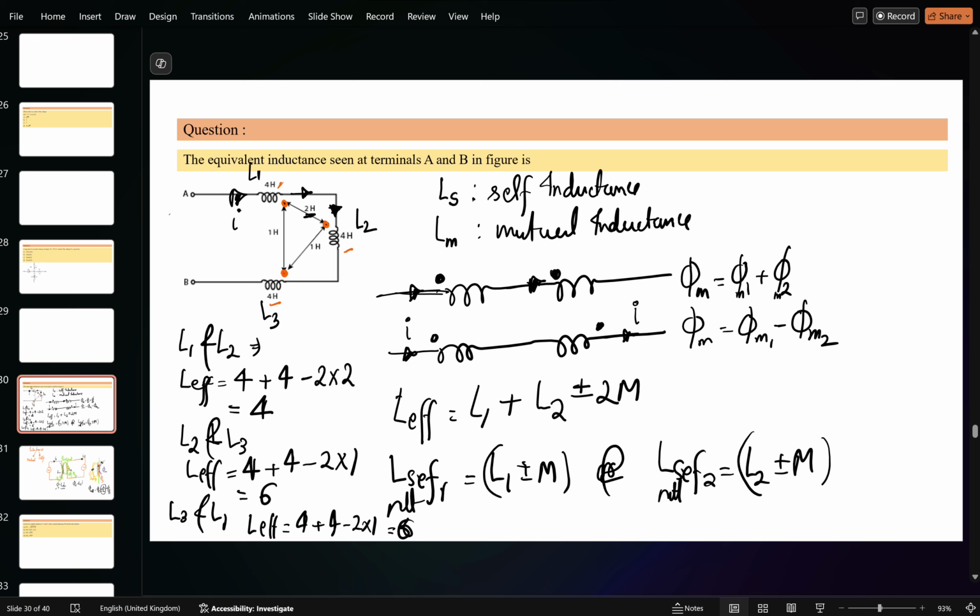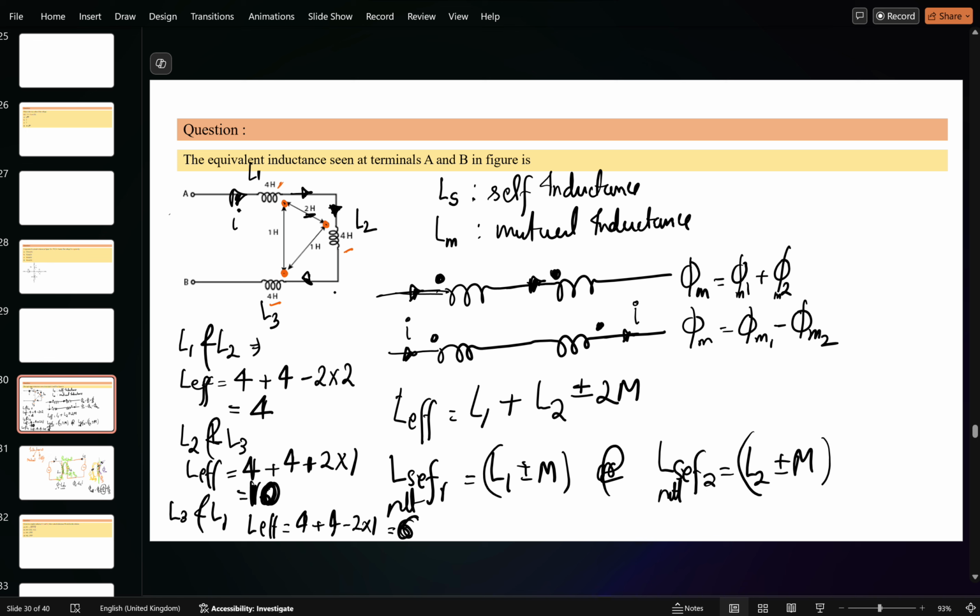Sorry, L2 and L3, L effective. If you see the L2, it is entering. L3 is also entering. So it is positive basically. 4 plus 4, 8 plus 2. Now L3 and L1. If you see here, it is out and this is in. It is negative.